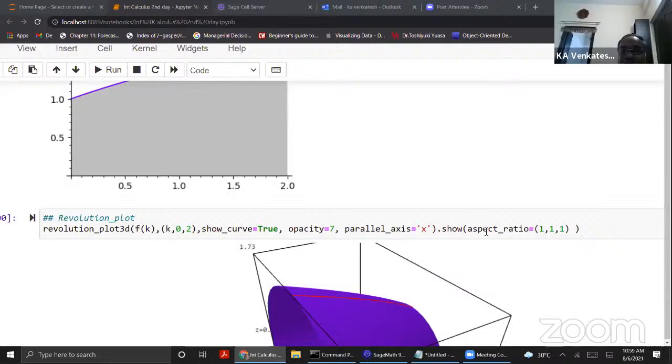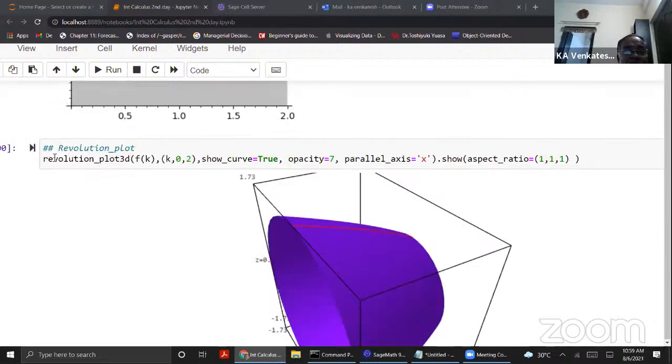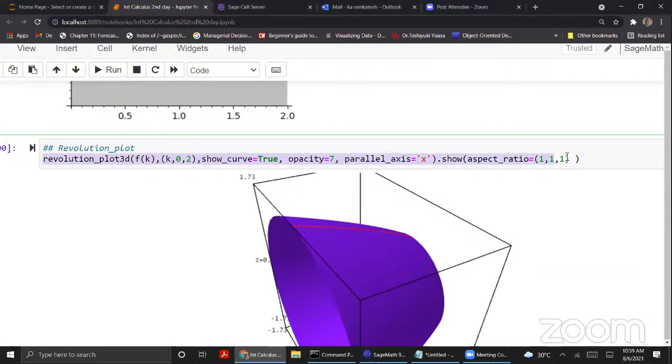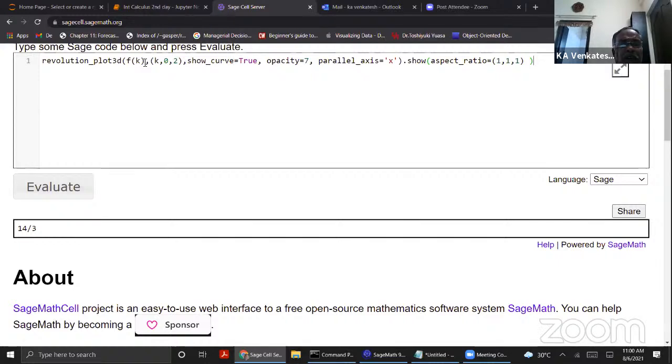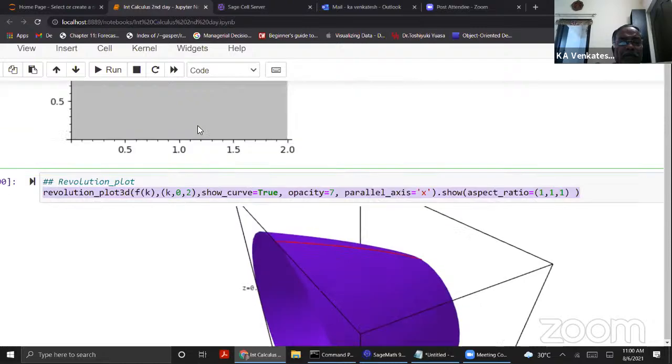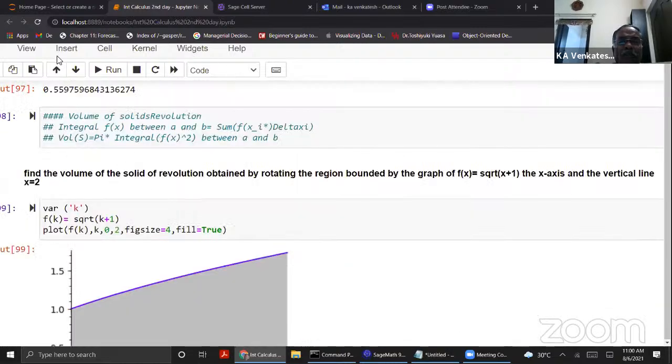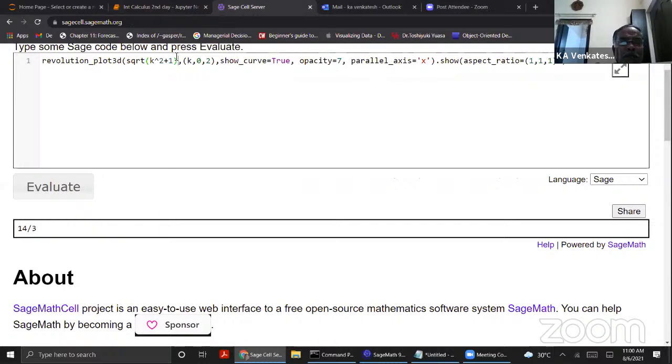So you can do it and verify, are you getting it? The only change you have to make is here. I'll take this one and go to Sage Math Cell. This is supposed to be sqrt of k square plus 1. Am I right? K square plus 1, that is the equation. Let me see. Yes, it is k plus 1, not k square plus 1.